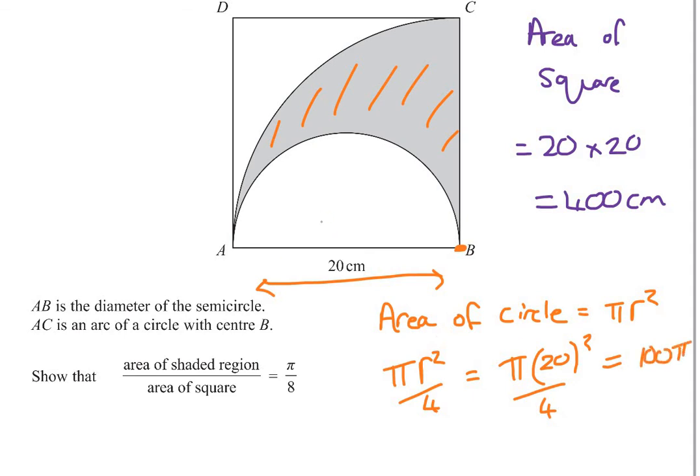Okay, good. Now what we need to do is find the area of the semicircle. So that's this one here.